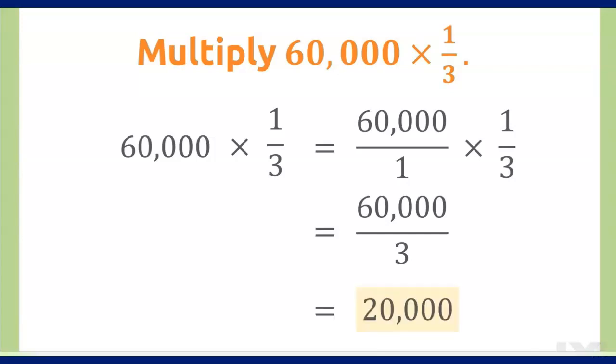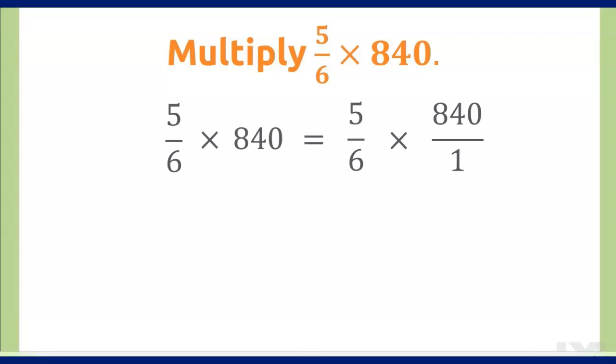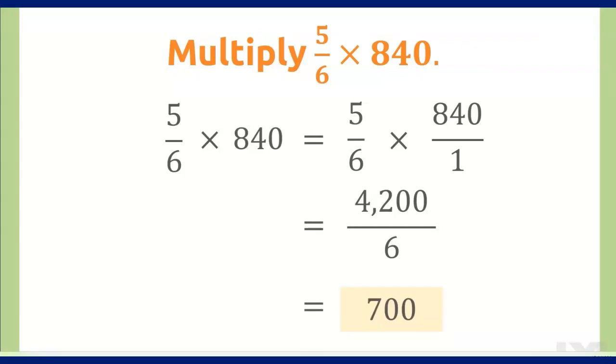Lastly, we have the example 5/6 times 840. Again, we can start by writing the whole number as a fraction with 1 in the denominator. We get 5 over 6 times 840 over 1. Now we can multiply the numerators and the denominators. If we multiply 5 times 840, we get 4,200. If we multiply 6 times 1, we get 6. We have 4,200 over 6. When we reduce this fraction, we get 700. Now it is your turn to find fractions of whole numbers.